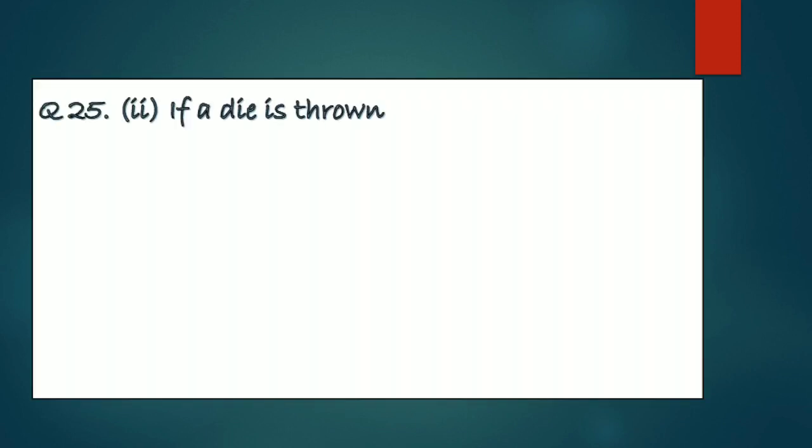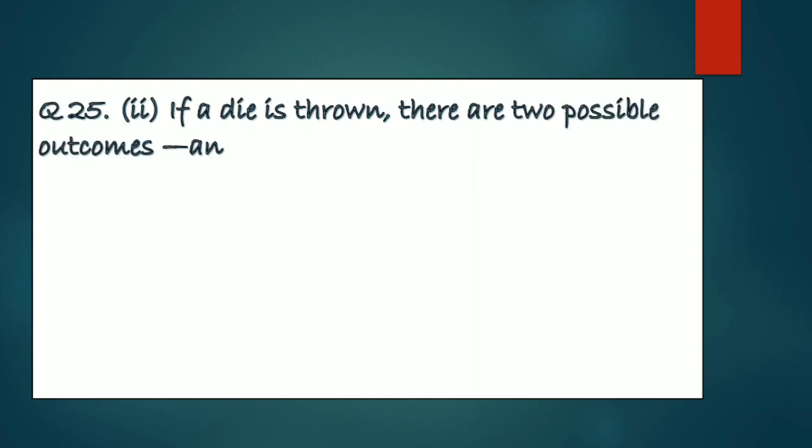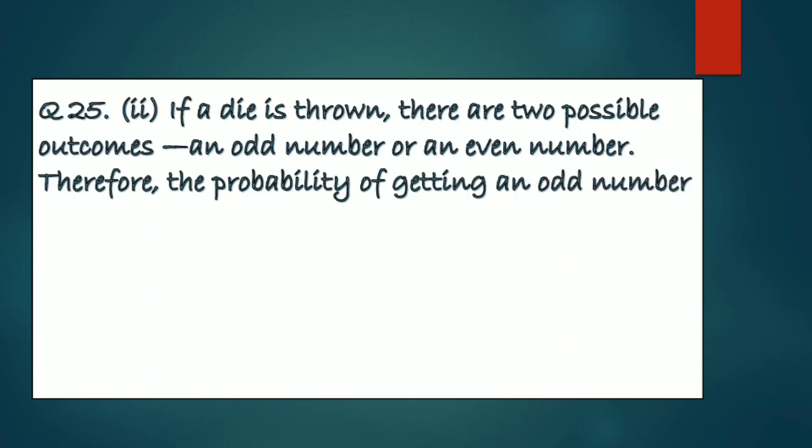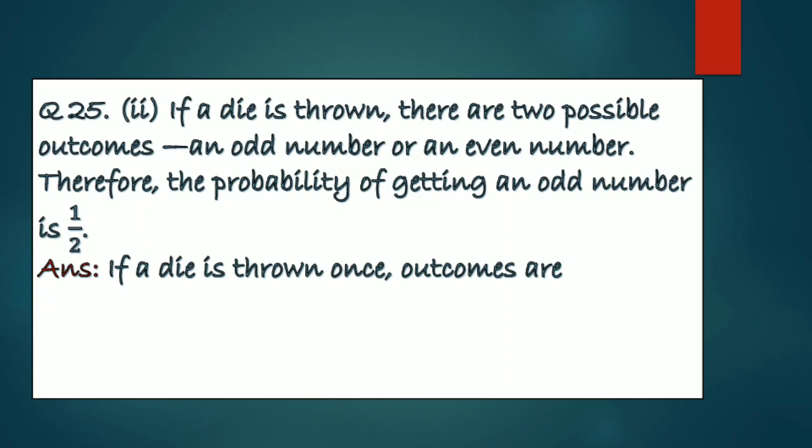Now the second part: if a die is thrown, there are 2 possible outcomes, an odd number or an even number. Therefore, the probability of getting an odd number is 1 by 2. Now, if a die is thrown once, outcomes are 1, 2, 3, 4, 5, 6. In this question, they are saying that getting an odd number is 1 by 2 and an even number is also 1 by 2. Now, odd numbers are 1, 3 and 5. So, for the probability of an odd number, there are 3 favorable outcomes and the total is 6, so it is 1 by 2.